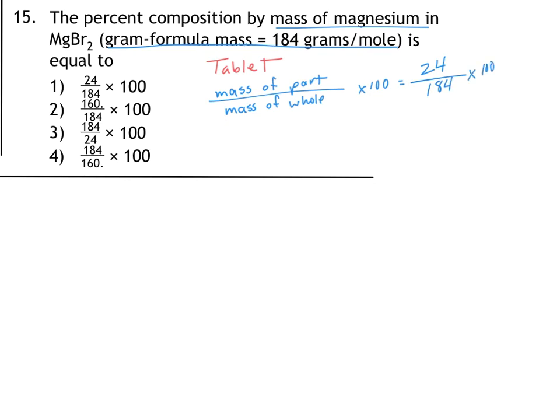So ordinarily we would need to get our final answer for that by solving it, but it looks like they just want the setup here. So my best answer choice is choice 1, 24 over 184 times 100.